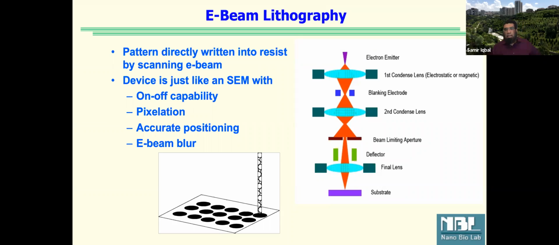Now, here it says the scanning device is just like an SEM. We haven't talked about SEM, that's coming. SEM is scanning electron microscope. It's the same process that we use in an electron microscope, but here we have extra capabilities, where we can turn the electron beam on and off. We can put dots next to each other, pixelation, and we can very accurately place where we want to go. And we can blur the E-beam also, just by defocusing, to make bigger patterns as well.